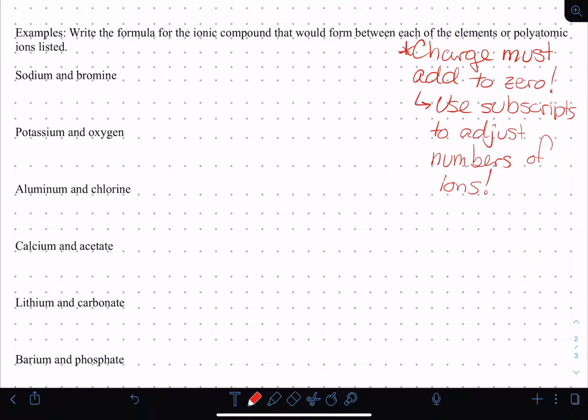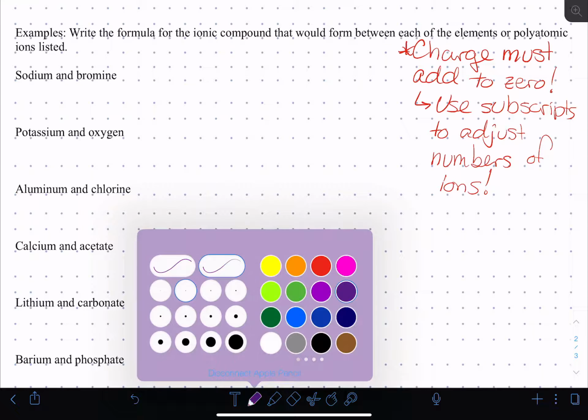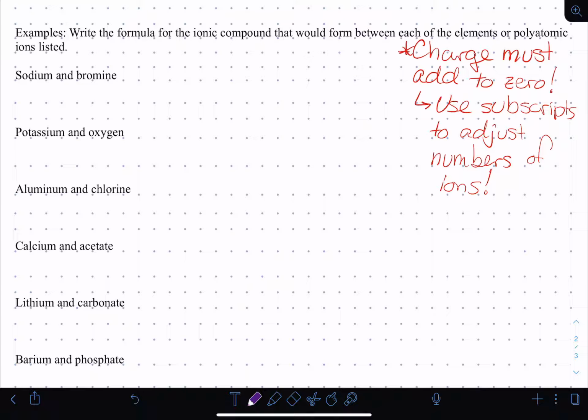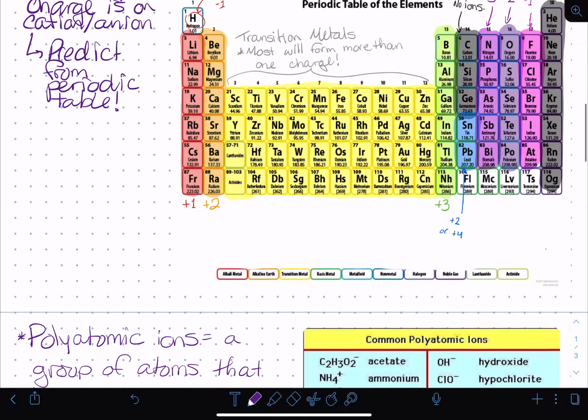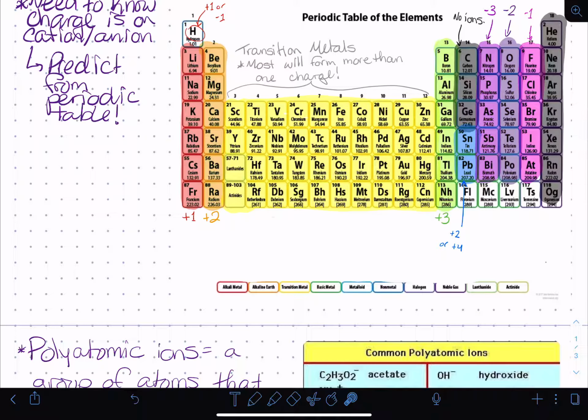So, first example is sodium and bromine. We're looking for what the formula of the compound would be when an ion of sodium and an ion of bromine bond ionically to one another. So we're going to want to reference our periodic table. Sodium is over here in the leftmost family, which likes to form charges of +1. Bromine is over here, and likes to form charges of -1.